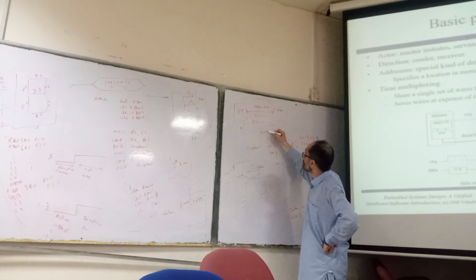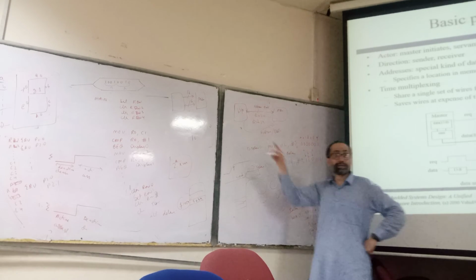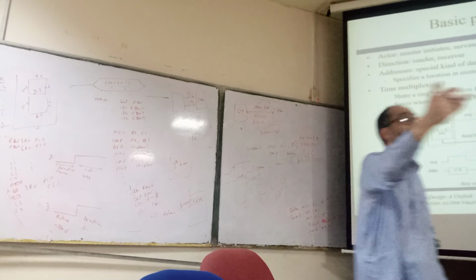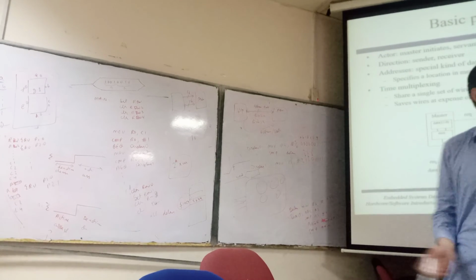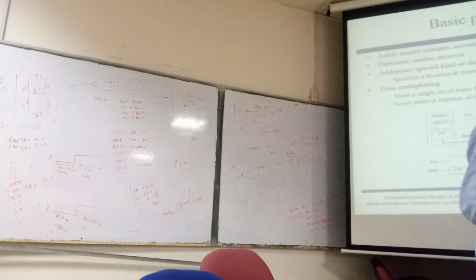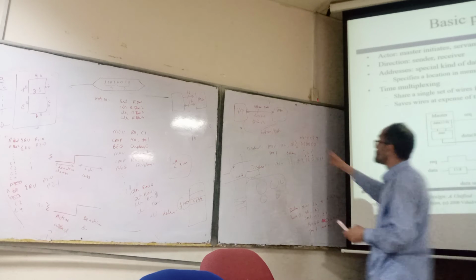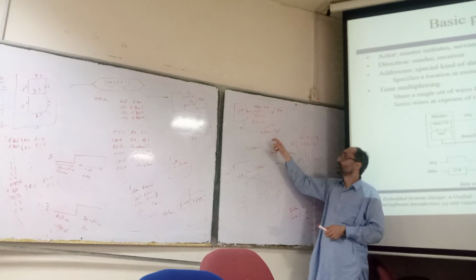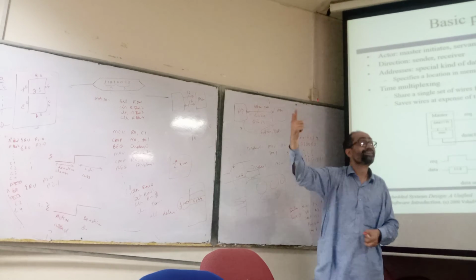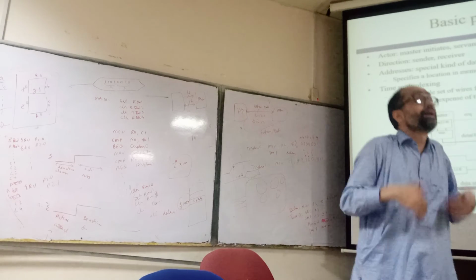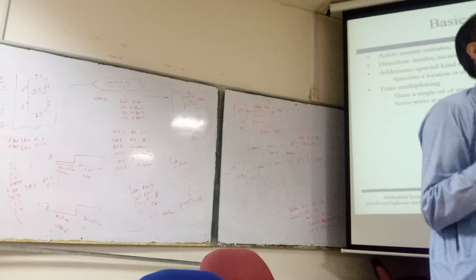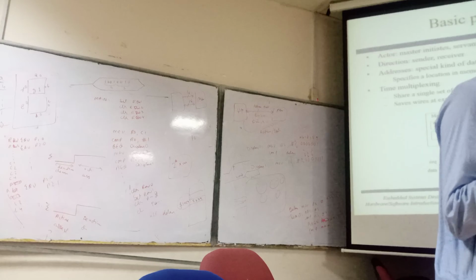You use one line to indicate whether you are transferring the address or data. When it's 0, it means in this cycle you are transferring the address, and in the second cycle you are transferring the data. When it's 1, you are transferring the data. So it is actually time multiplexing. It is the sharing of resources.